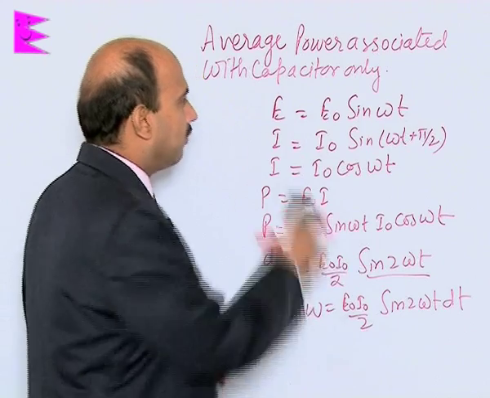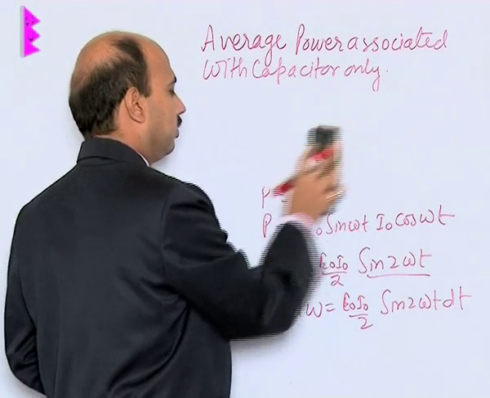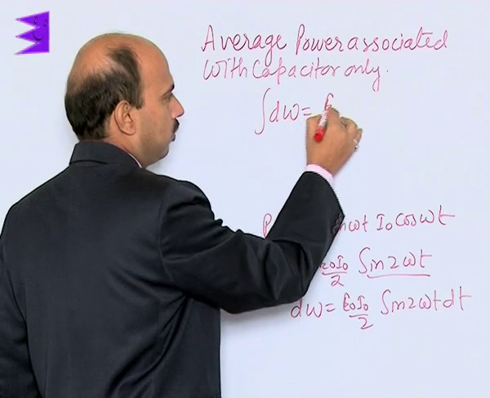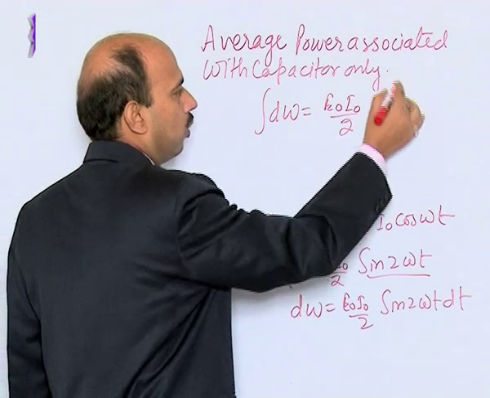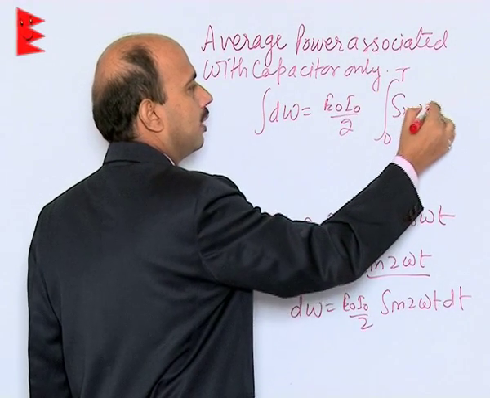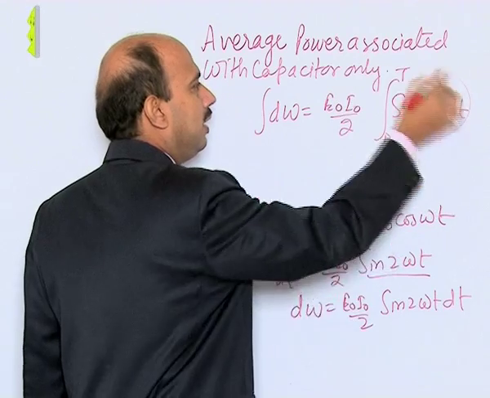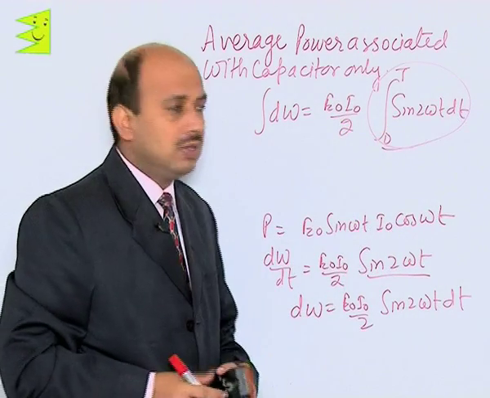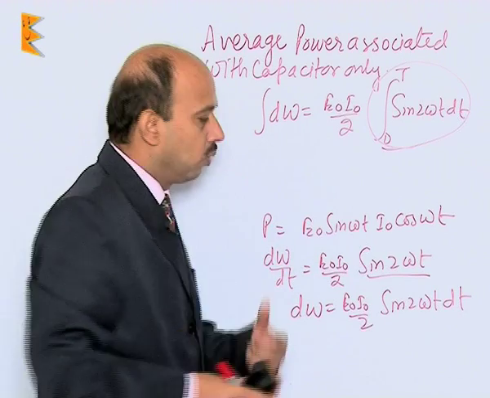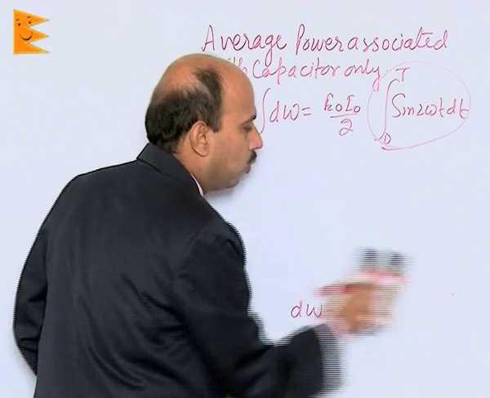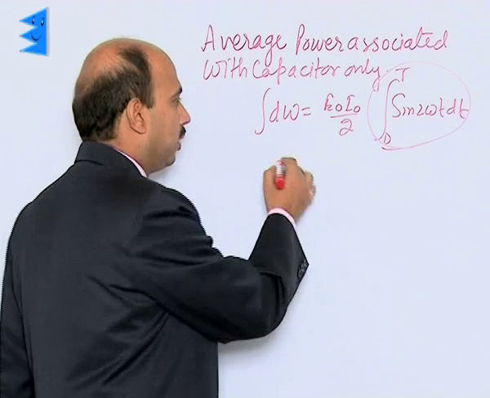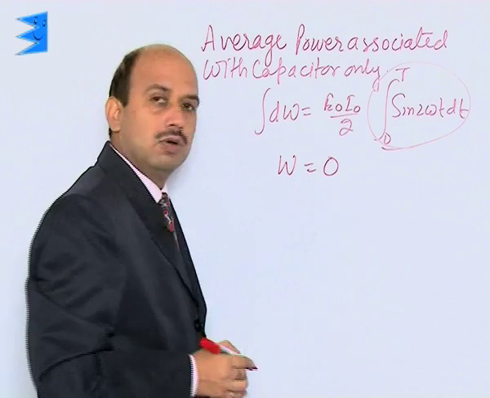So now we can calculate from here. We can integrate it. When we integrate, we get the integration of dW is equal to E naught I naught upon 2, from 0 to T, sin 2 omega t dt. So when we integrate it, we get the value 0, that means the average value of sin 2 omega t is equal to 0. So it means the total work done in one cycle, or the total energy consumed in one cycle, will be equal to 0. So W is equal to 0.